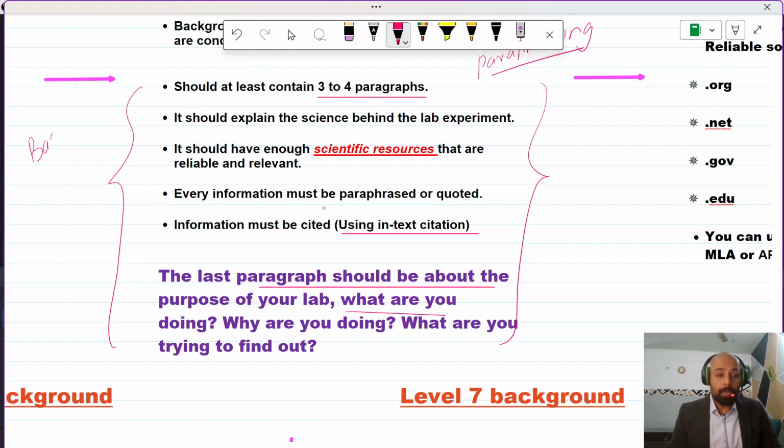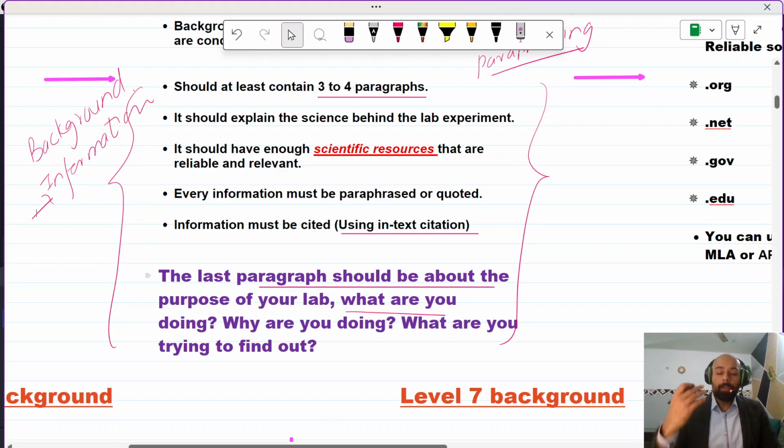Okay, in your background information, whenever you're planning to take out some scientific information from any other website or resource, you have to choose which source is reliable and which is not reliable.